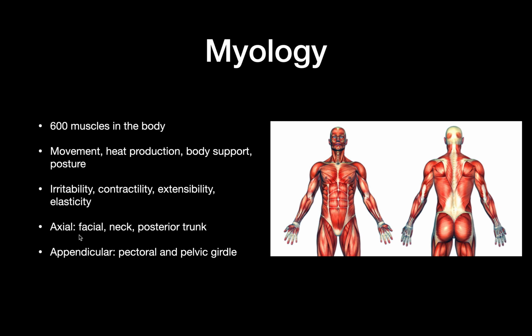The muscles in the axial body are going to be your face, your neck, your trunk. The appendicular muscles are in your pelvic girdles, and your pectoral girdles up here.